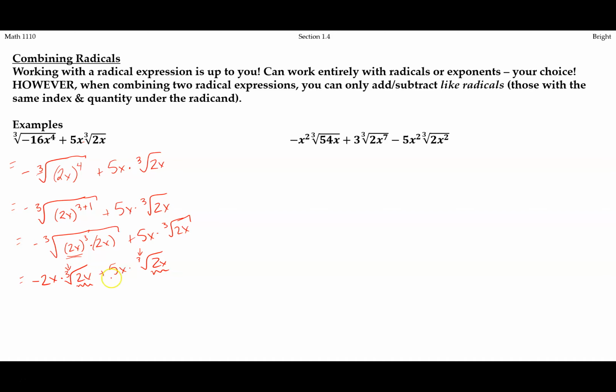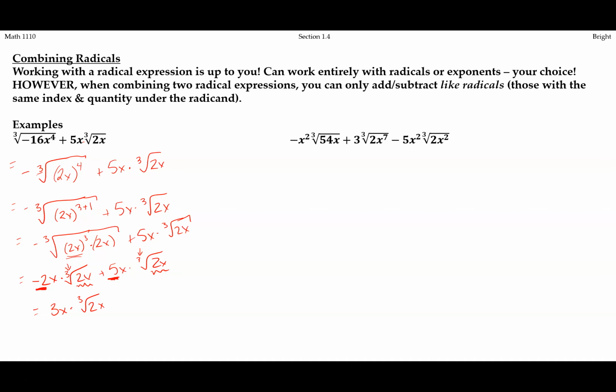So all I have to do to add them is add the coefficients. Negative 2 plus 5 is 3x, and then times cube root 2x. I don't do anything with the x, and I don't do anything with the radical. Again, if you want to replace the radical with a y or something, that is perfectly fine. We think of that as a fixed object, and we treat it like any other variable expression, so we have to leave it the same.